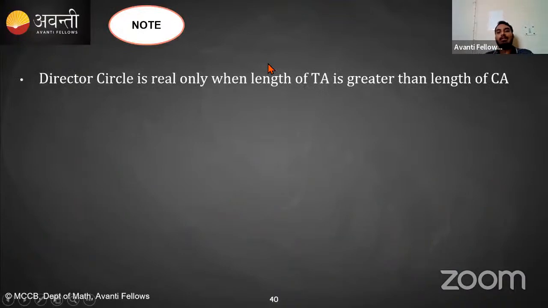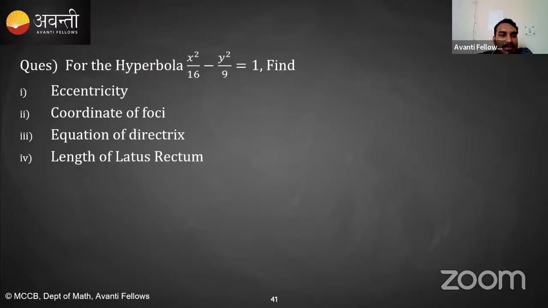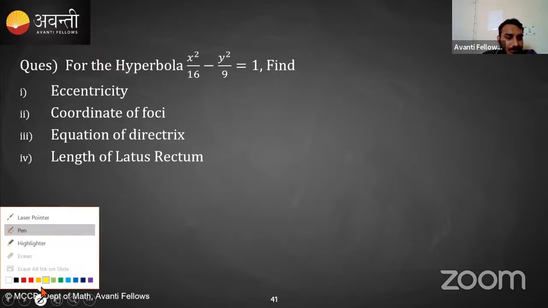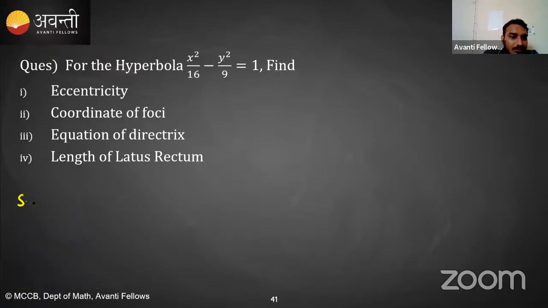Okay. If it is clear, then let's solve a couple of questions on it. सबसे पहले स्टार्ट करते हैं बेसिक क्वेश्चन से. Hyperbola is given. For the hyperbola x square by 16 minus y square by 9 is equal to 1, find eccentricity, coordinates of focus, equation of directrix, and length of latus rectum. Everything you have to tell for this hyperbola, right? Let's start. First of all, what is the hyperbola? x square by 16 minus y square by 9 is equal to 1.